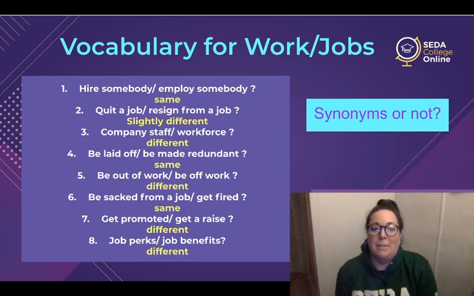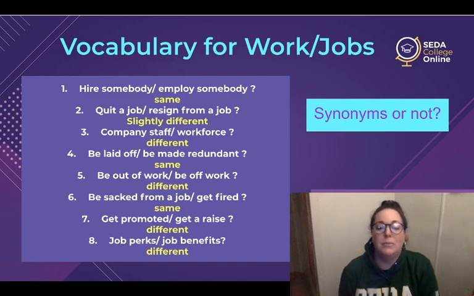It's not usually a physical thing. Use of a gym would be like a perk. Job benefits are like making sure that you have a 401k plan or a retirement plan, or you have a healthcare plan. Those are benefits, okay? So it's really important to understand the difference between perks and benefits. People usually go for benefits over perks, but both are great.